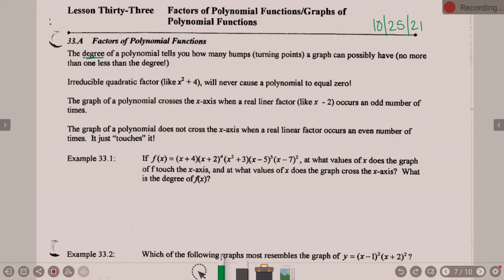We could also think in terms of mins and maxes. Those humps that we talk about are your mins and maxes, no more than one less than the degree. So in other words, if it is degree 5, then specifically there are at most 4 turning points.